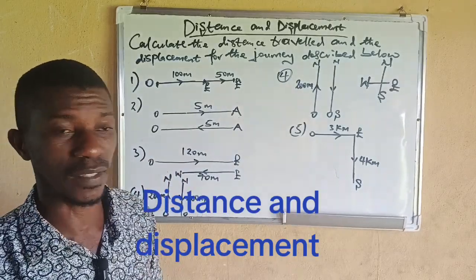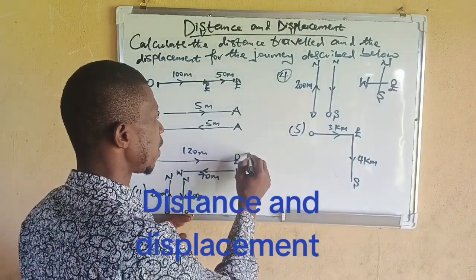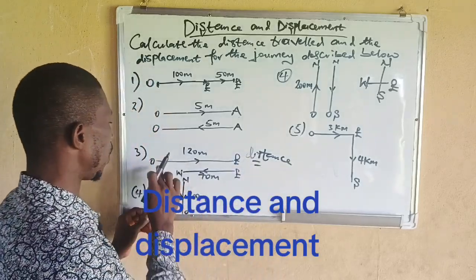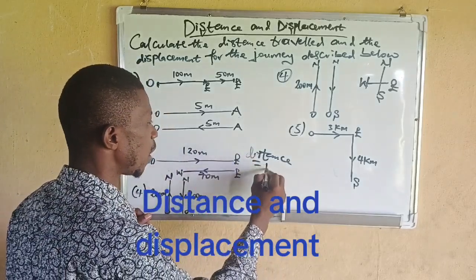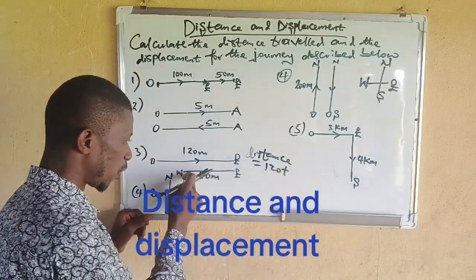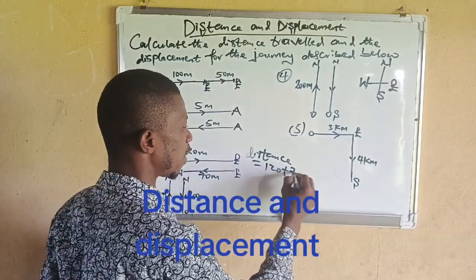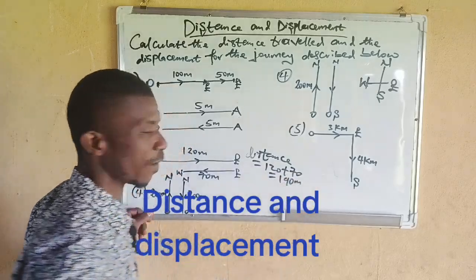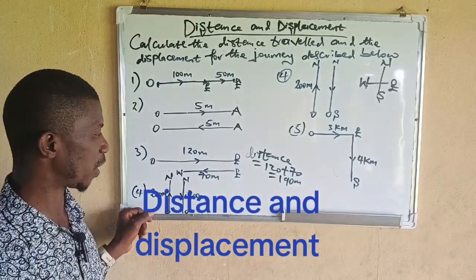How do we calculate the distance? The distance here is going to be this one, 120, plus this journey here, that is 70, which is going to give you 190 meters. That is the distance. Do you get it?